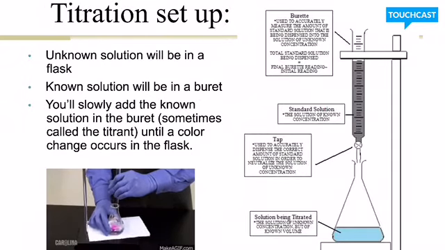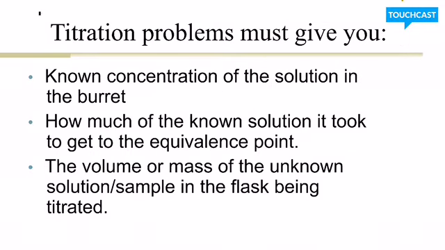The basic titration setup is you keep your unknown in a flask. You put your standard in a piece of equipment called a burette. So this is your standard, this is your unknown. You will have a very specific volume of the unknown, but you won't know its concentration. So a standard titration problem has to give you the known concentration of the solution inside the burette, the titrant. You have to have how much of the known solution it took to reach your equivalence point, so how much was drained out of the burette. And you also have to know the specific volume or mass of the unknown solution inside of your flask.